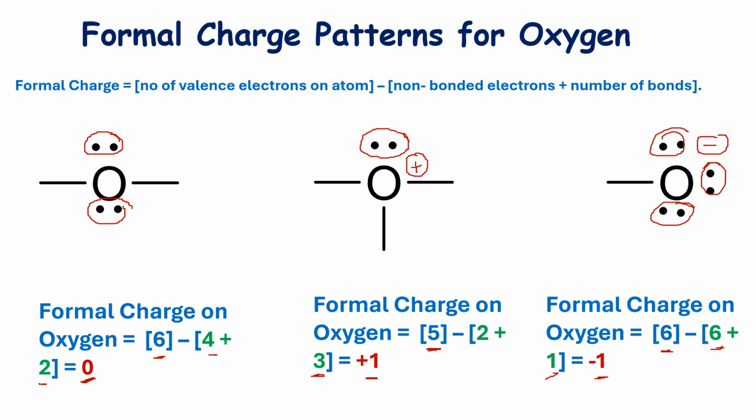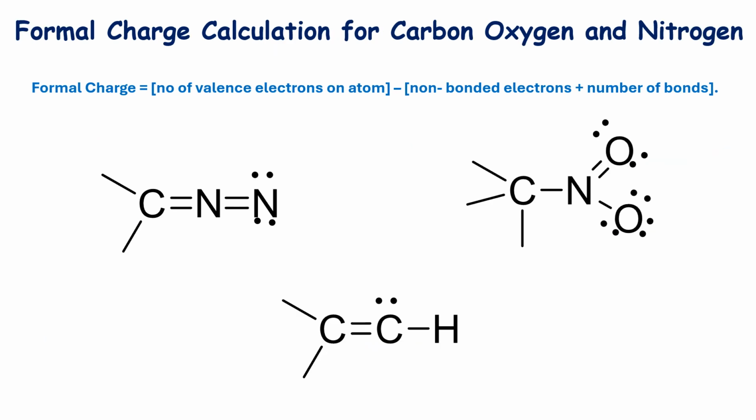Now that you know how to calculate formal charges on carbon, nitrogen, and oxygen, let's apply these concepts by assigning formal charges to these atoms in a few organic molecules. In this example, carbon with 4 bonds will have 0 formal charge. Nitrogen with 4 bonds will have +1 formal charge. Nitrogen with 2 bonds and 4 non-bonding electrons will have formal charge -1.